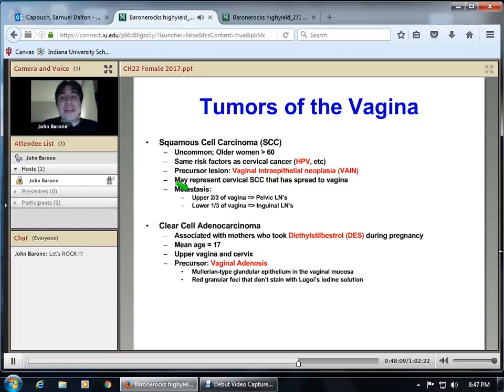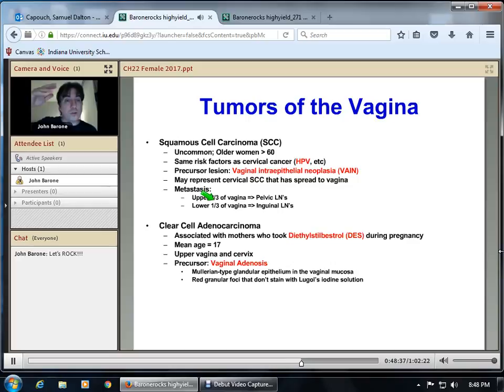Now, where does it spread? It depends. Which part of the vagina is it located, because the drainage is different. Now think about it. If it's in the upper vagina where the cervix is, it's inside. It's going to spread to inside your pelvis. It's going to go to pelvic lymph nodes. Now, the outer one, well, that's more outside. That's going to go to the inguinal lymph nodes. Inguinal. Make sense? So it really depends on where it is.